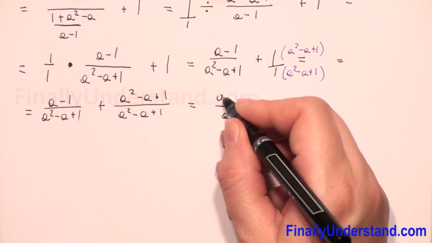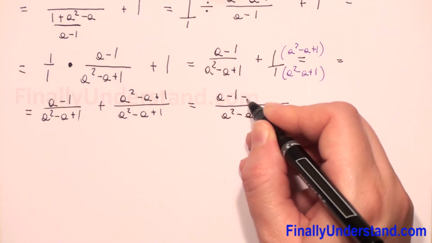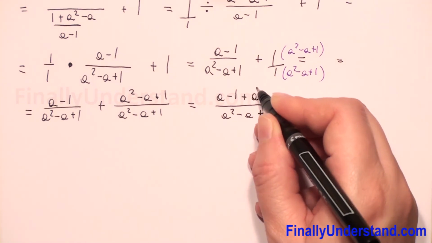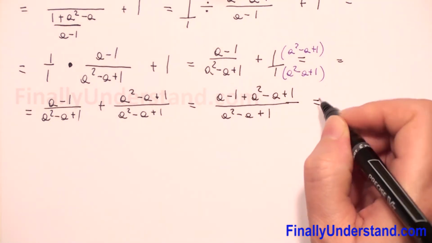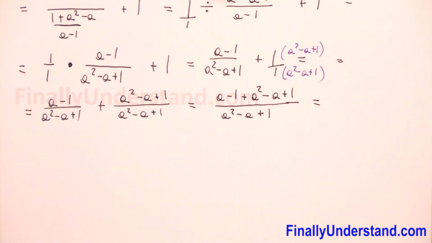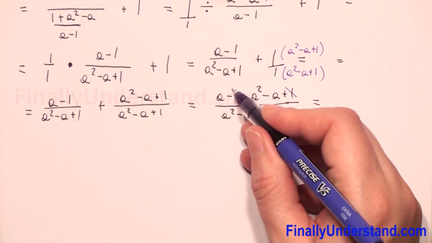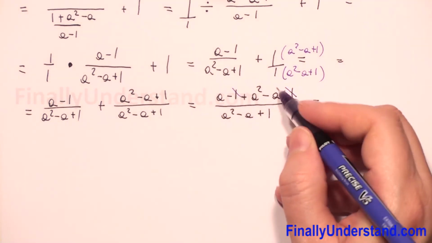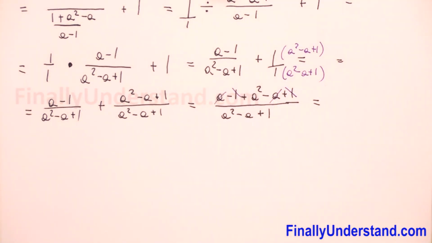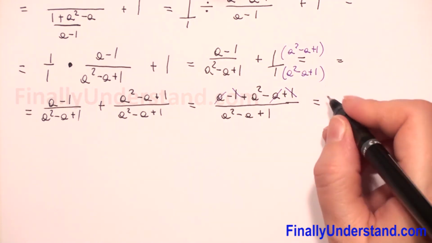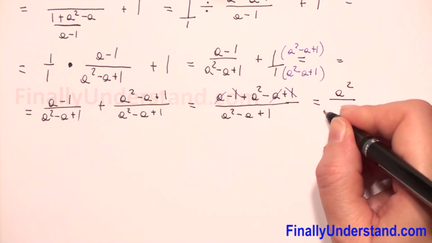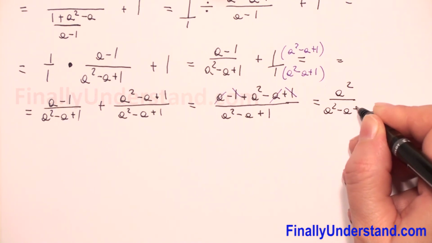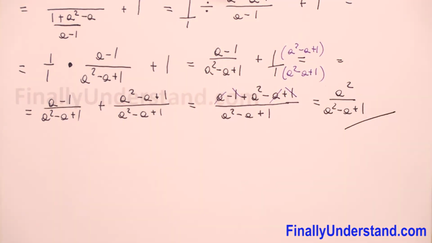So it will be a minus 1 plus, of course, a squared minus a plus 1. So now we see that we have negative 1 and 1, so we can reduce, and a and negative a, we can cancel out. And we have now a squared over a squared minus a plus 1. This is my solution.